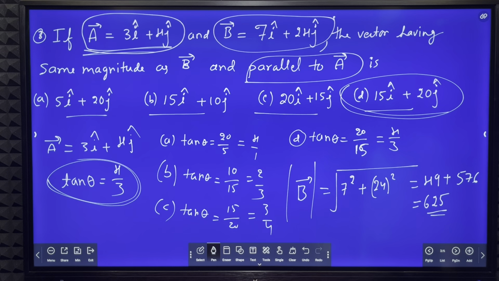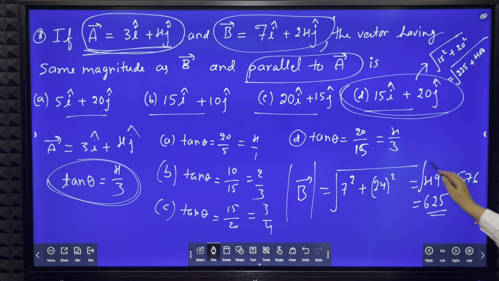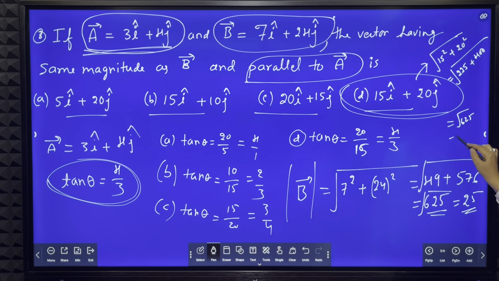Magnitude of vector B is square root of 625. What is magnitude of this option D? Magnitude of this vector is equal to square root of 15 square plus 20 square. 15 square is 225. 20 square is 400. Here I think I have missed the square root symbol, right? So what is the magnitude? 25. Yeah, 25 is the magnitude here. So square root of 225 plus 400 is square root of 625. So this is also 25.